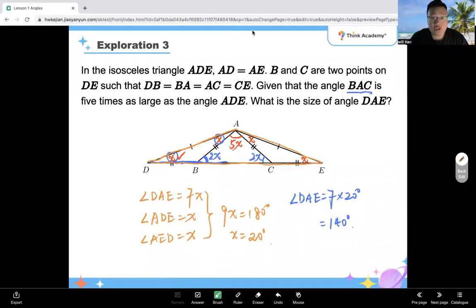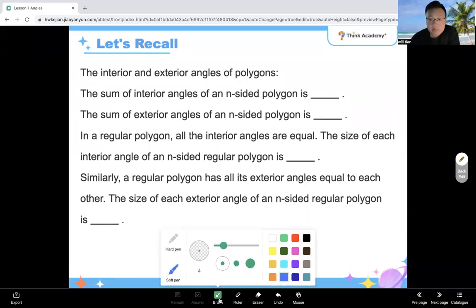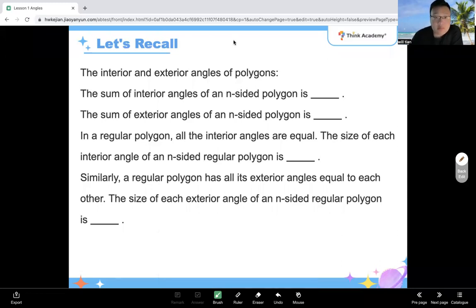Now let's move on to the next topic: the interior angle and exterior angle of polygons. Okay, now we're gonna do some review about polygons. First question, the sum of interior angles of an n-sided polygon is? Anyone still remember the formula? Can you just type it to me? I think a lot of you know that.